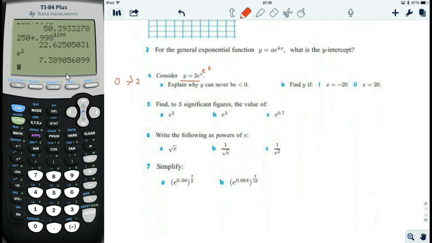So 0 didn't work. You've been giving a negative number. What if I put a really big number? What if I put 100 in there? E to the 100, what would that be? It'd be a huge number. Okay, so 100 gives us a huge positive number.